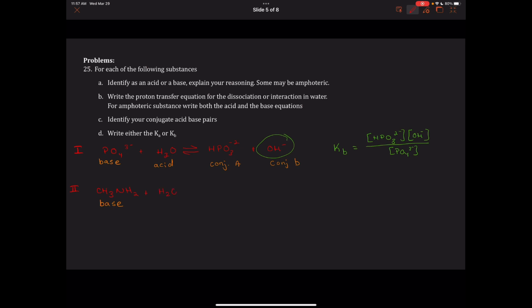So as a base, it's going to take a hydrogen from water, increasing the hydrogen by 1. So we're going to get CH3NH3. As my hydrogen goes up by 1, my charge goes up by 1. So I get CH3NH3 plus. And again, hydroxide. So we just talked about amines. This is an amine. This is one of my ammonia derivatives. It's a base. That means water is an acid. The CH3NH3 plus is my corresponding conjugate acid. And the hydroxide is my conjugate base.